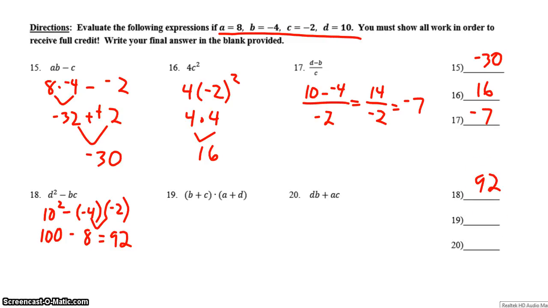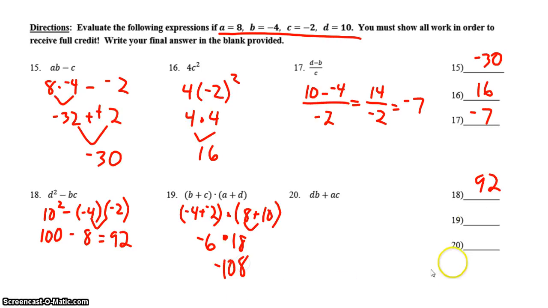In 19, I have b plus c. So this would be negative 4 plus c, in this case negative 2, times parentheses a, which is 8, plus d, which is 10. Negative 4 plus negative 2 is negative 6, times 8 plus 10 is 18. And negative 6 times 18 would be negative 108. So that's your final answer there.